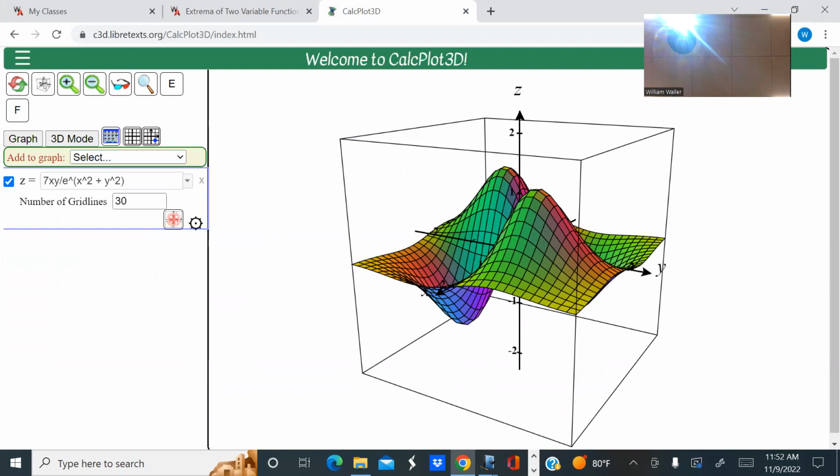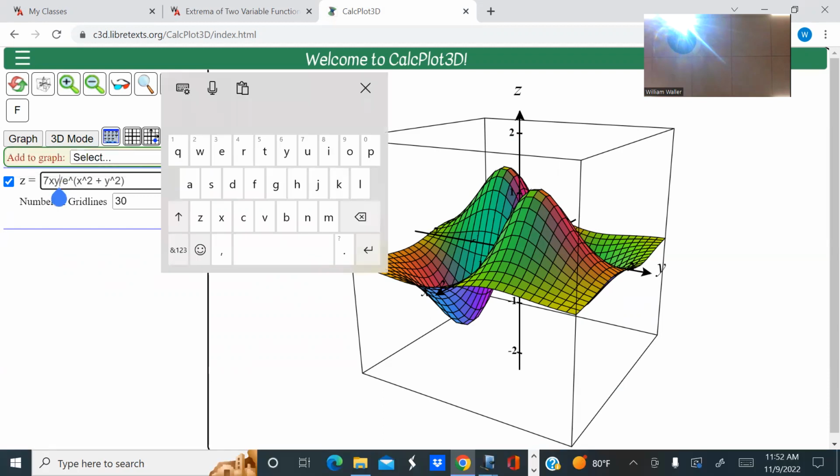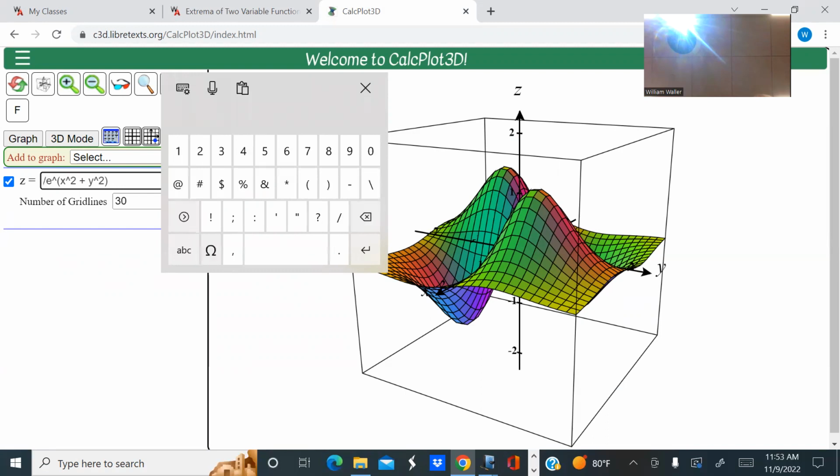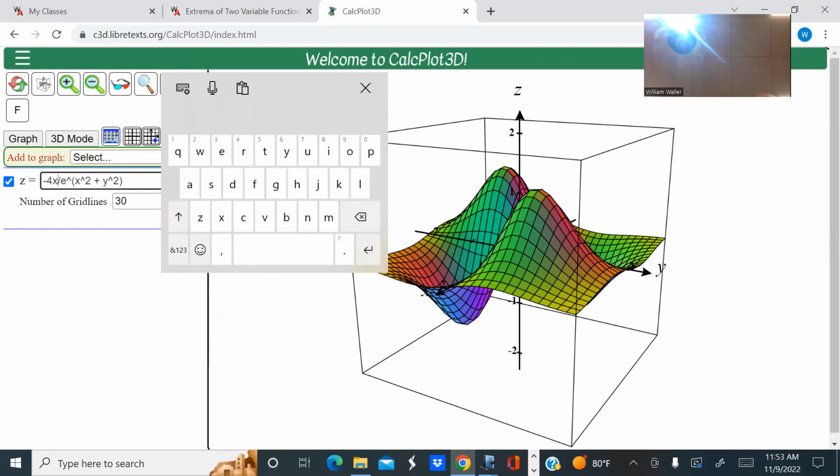CalcPlot 3D works really well in this example because their sample function is very close to the function that we're trying to graph. So we can edit this one pretty easily. It was minus 4x in the numerator, right? Let me just take that all off and type in minus 4x. Did I do that right?